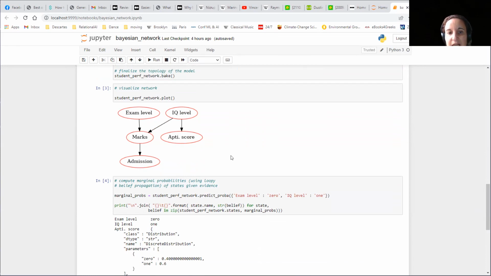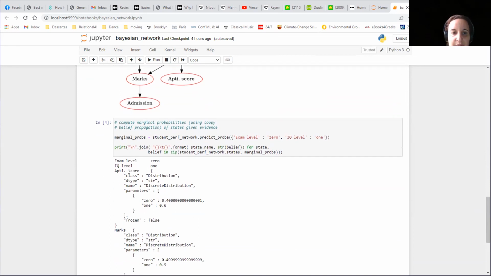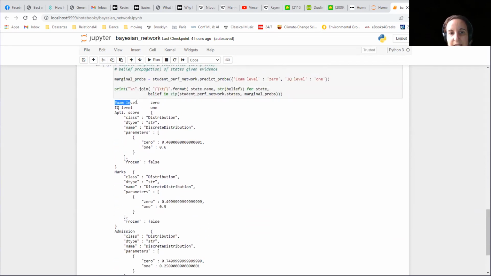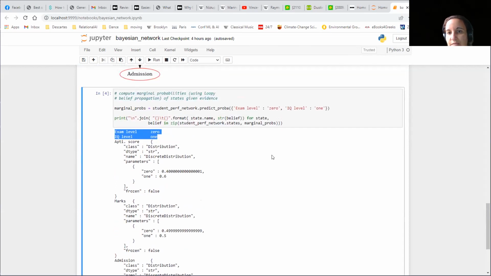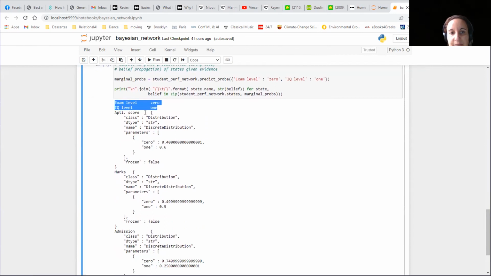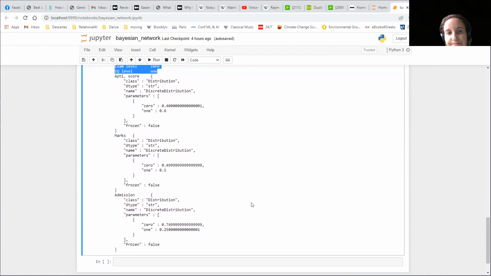That's their algorithm. And I'm computing marginal probabilities of the rest of the variables, given the exam level and the IQ level. That means the aptitude score, the marks, and the admission, whether the student is admitted. So the marginal probability distribution of exam and IQ is a specific value, the one that we give. And then the marginal probability of the aptitude score is a discrete distribution with specific values 0.6, 0.5, 0.6, and so on and so forth for the rest of the marginal distributions, marks and admission.